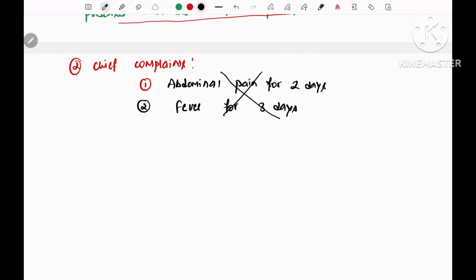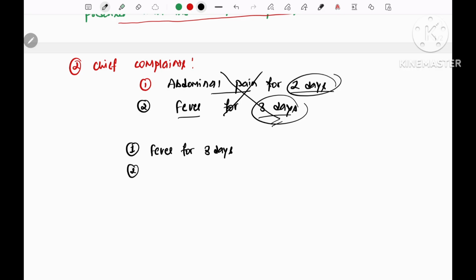No, this pattern is not correct. Why? Because fever presented early, that is, the fever has been there for 3 days and the abdominal pain is just 2 days back. So the fever, which started 3 days earlier, we have to write in the first point. Fever for 3 days. The second one is abdominal pain for 2 days. So this is in the chronological form.